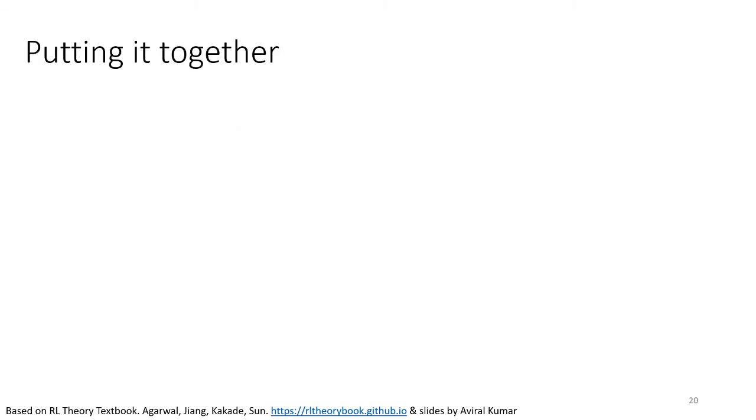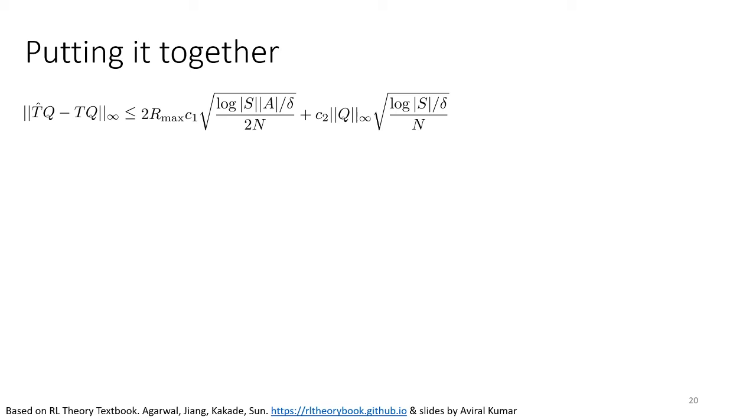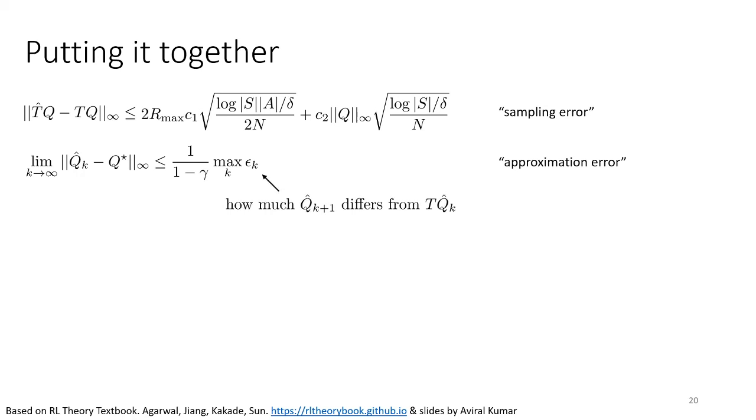So now let's put these two things together. We've got our sampling error, and that quantifies the difference between T hat and T. And we've got our approximation error, which is how much Q hat k plus 1 will differ from T Q hat k. And they'll differ due to sampling error and due to the approximation error. So essentially what we're going to do is subsume the sampling error inside the epsilons. And that will let us connect these two parts up.